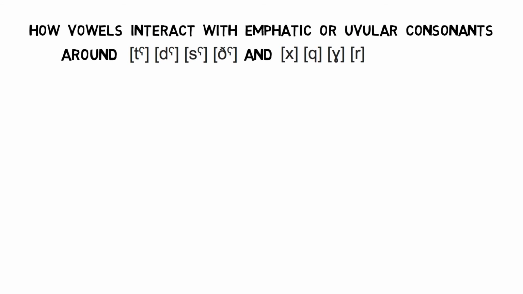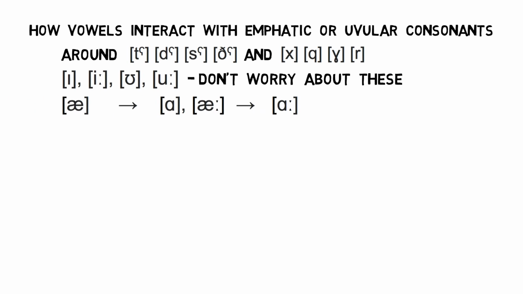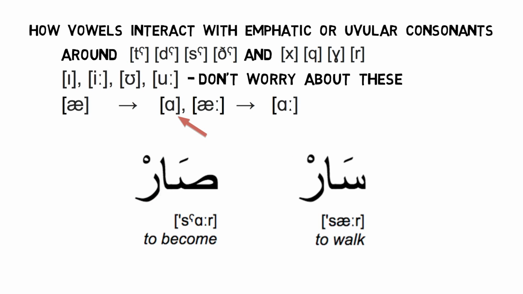Last, we talked about how the emphatic consonants ta, va, sa, da, and also kha, qa, gha, and ra will affect vowels, pulling the tongue further back in the mouth. For four of the vowels, i, e, u, and oo, this is going to be pretty automatic and not something you need to worry much about. But for the short a and long a, the effect is a lot more pronounced, changing the tongue position all the way from a as in sar to a as in sar. So here we'll be using this IPA symbol for that a sound.